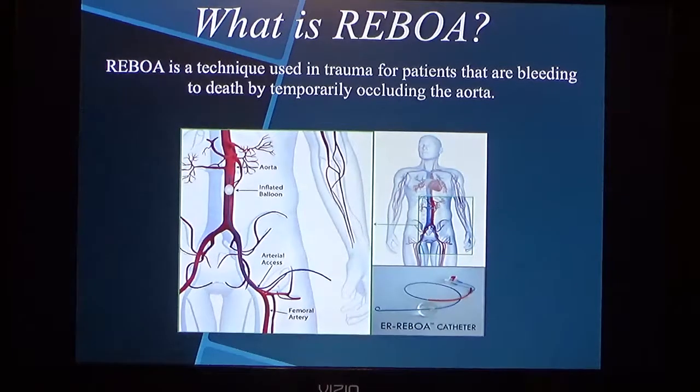The technique that we're going to look at shortly involves rapidly inserting a flexible catheter into the femoral artery and maneuvering it up through the artery to a specific location, inflating a balloon inside the aorta, which then completely stops blood flow distal to that balloon.